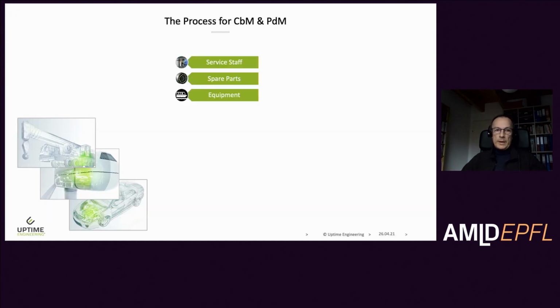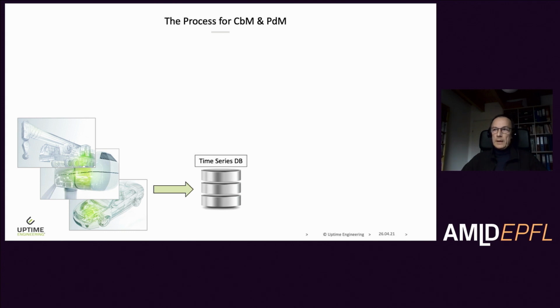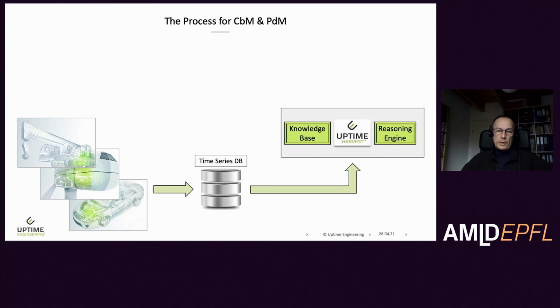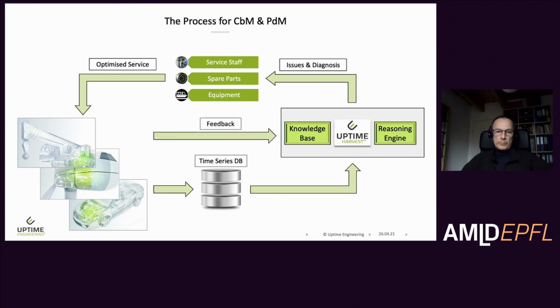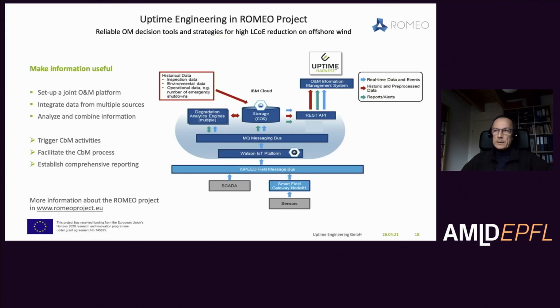So from the process point of view, irrespective of the type of industry we are talking about, we start with a time series. Time series is used as a basis for Uptime Harvest. Uptime Harvest delivers, with the reasoning engine, issues and diagnosis. And this diagnosis is used in order to set up standard service activities, which are executed by the service staff. And ideally, we get the feedback from the service staff in order to make our system more reliable and more sensitive to the expected failure modes.